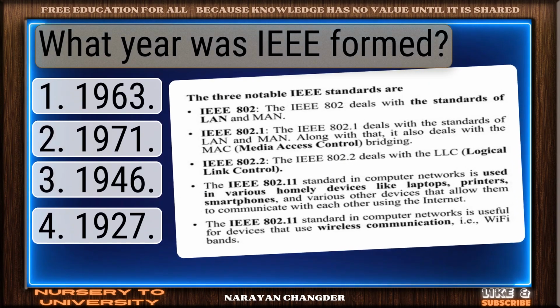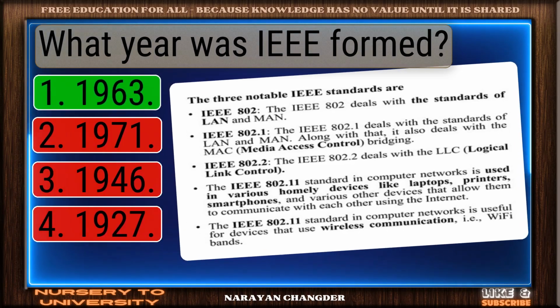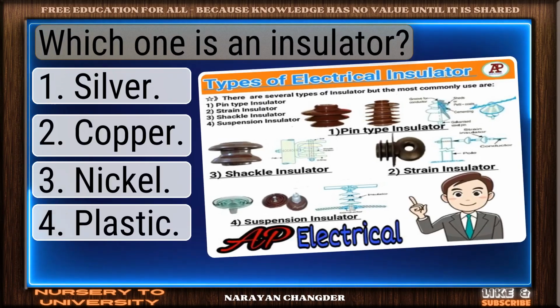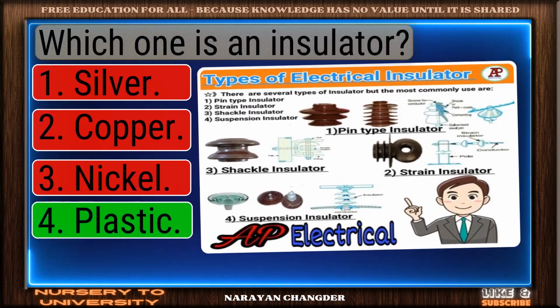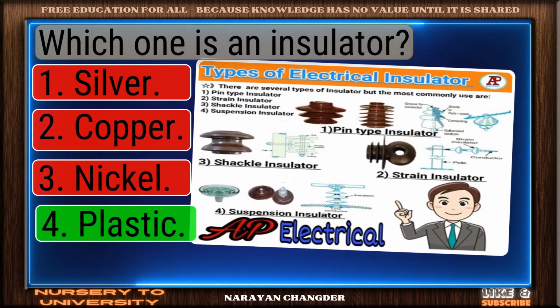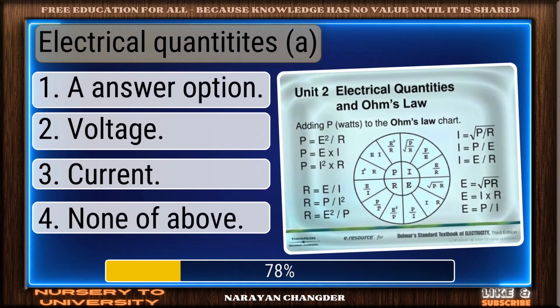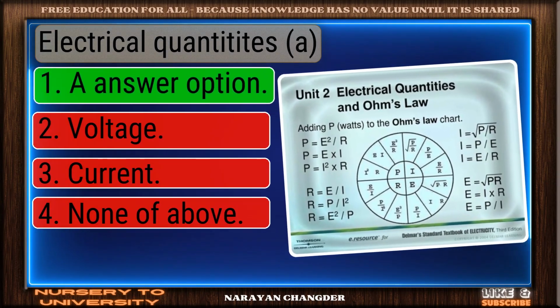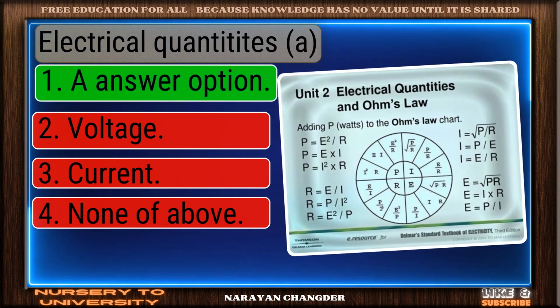What year was IEEE formed? 1963 is the answer. Which one is an insulator? On track. Plastic is the correct answer. Electrical quantities? Exactly. A answer option makes sense, and it is right choice.